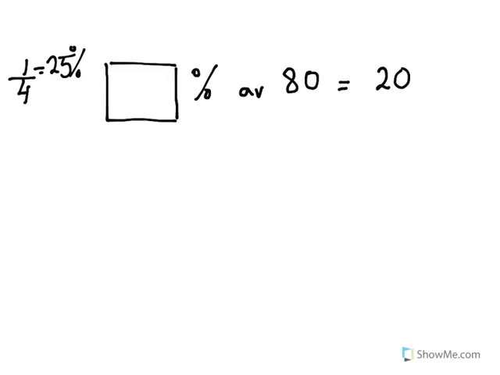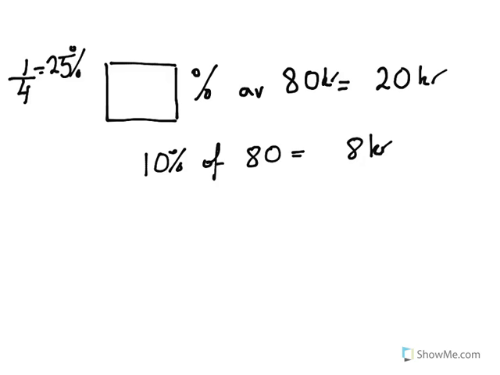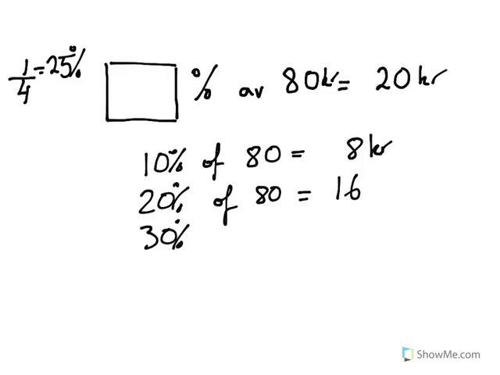You could also work it out by saying that, okay, well, I know that 10% of 80 would be 8 kronas. Let's say that it was kronas here. 20% of 80 would be 16. 30% would be 24. That's too much. So I've got to be somewhere here in between the two.